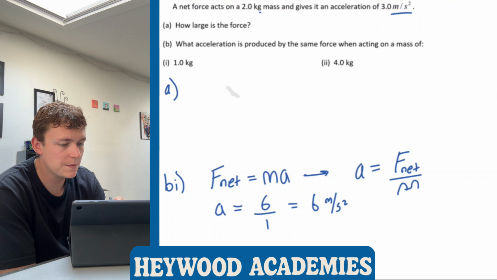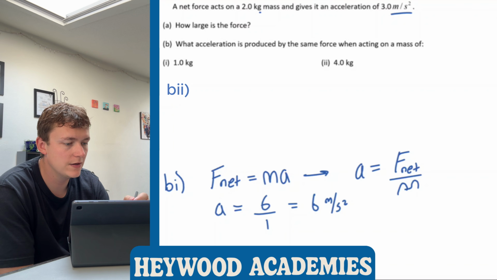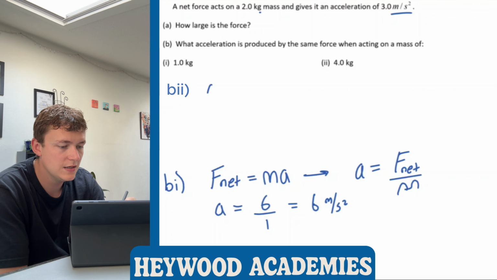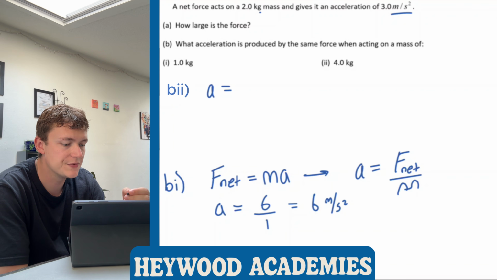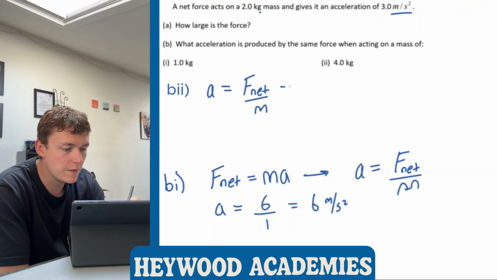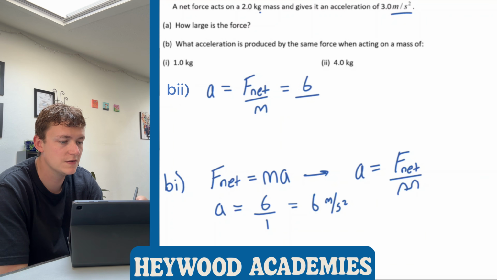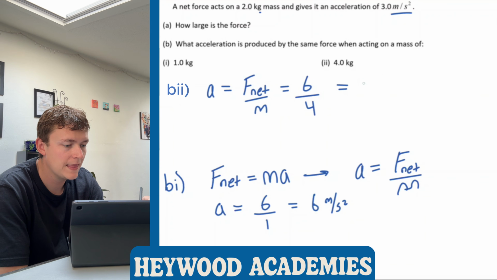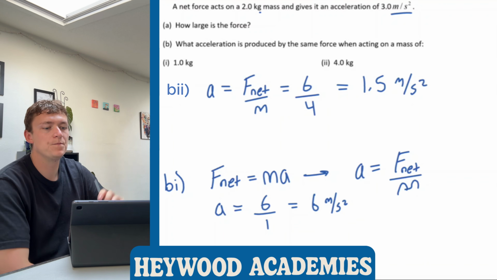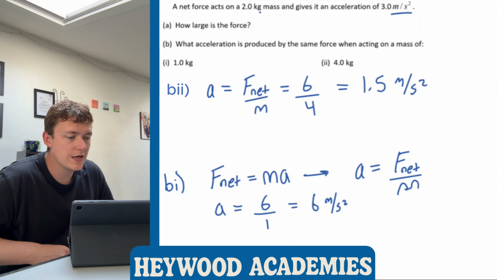So now we're going to do the same thing with a different mass of 4 kilograms. So we're going to use the same equation here, same setup, is our F net over our mass, but now our mass is going to change. So we're still going to have 6 newtons of force, but the mass is changed to 4 kilograms. So that's going to be 1.5 meters per second squared.